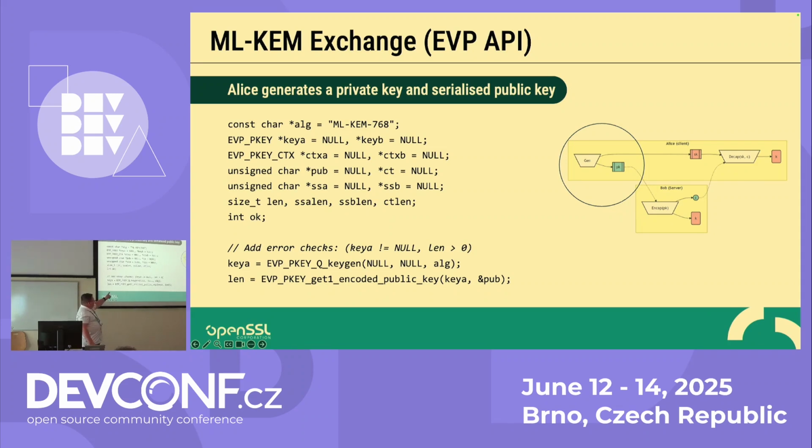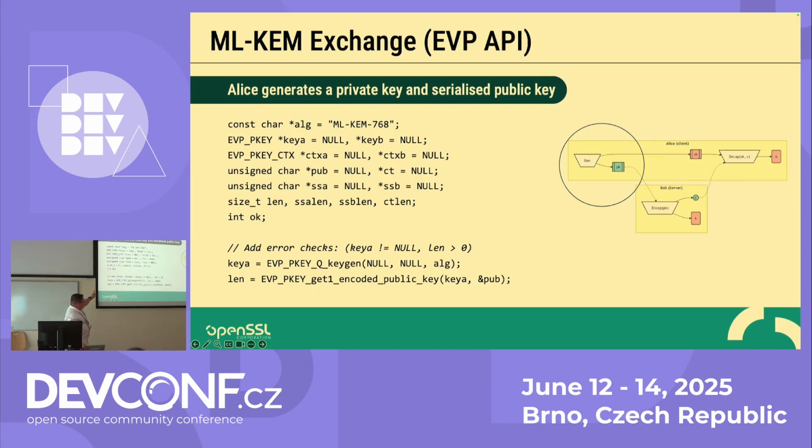OpenSSL uses EVP_PKEY, which is the API for public and private keys. The first line will try to query keygen using the MLKEM algorithm. We use MLKEM-768, which is considered medium security and is used by default in TLS.